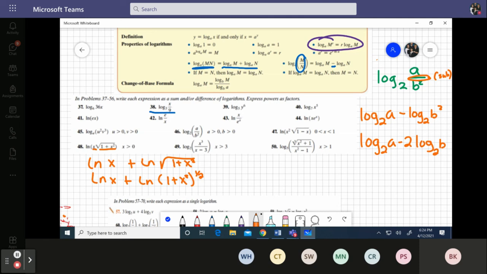Only one more thing I would present on this one. What else could I do? That exponent down front, right? So my final would be the natural log of x plus 1/2 times the natural log of 1 plus x squared.